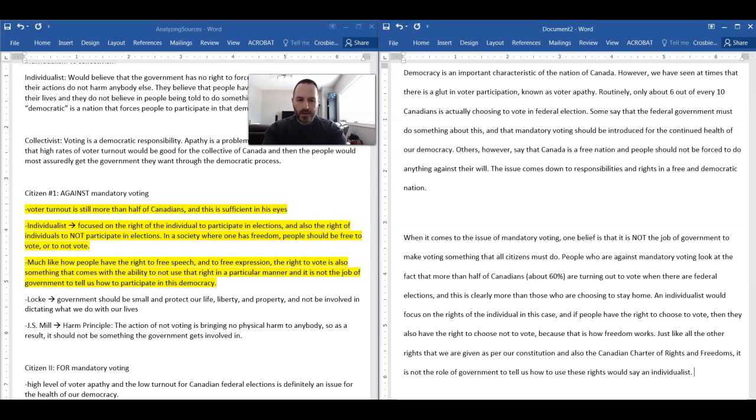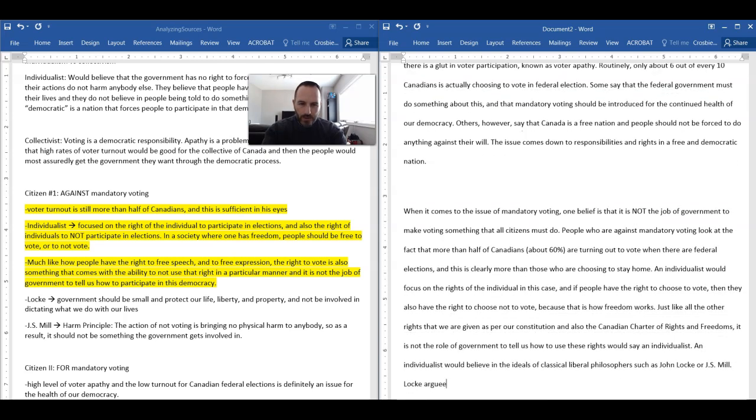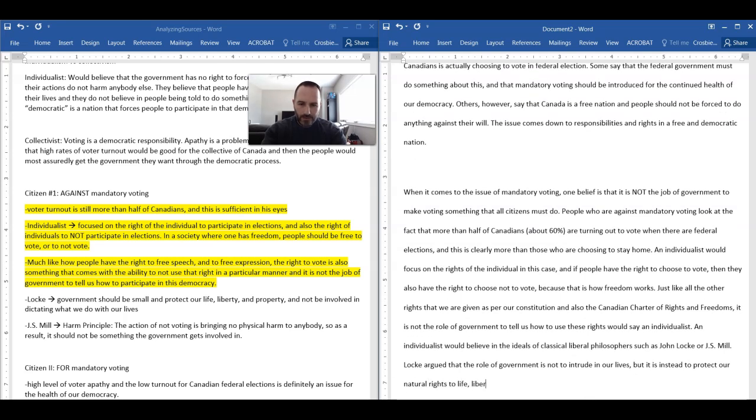An individualist would believe in the ideals of classical liberal philosophers such as John Locke or J.S. Mill. Locke argued that the role of government is not to intrude in our lives, but it is instead to protect our natural rights to life, liberty, and, wow, if I could spell, and property.